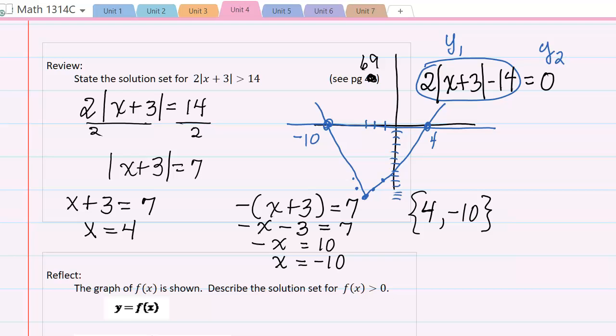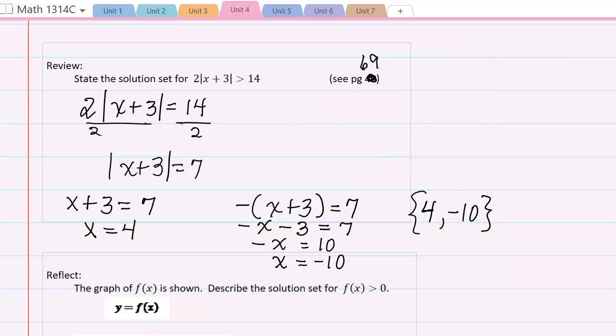Let's graph our solutions on the x-axis, or on the number line representing the x-axis. We will have an x value at negative 10 and another at 4. Our graph will be of the absolute value graph going through the number line at the x values of negative 10 and 4, with the vertex somewhere in between and below the number line.